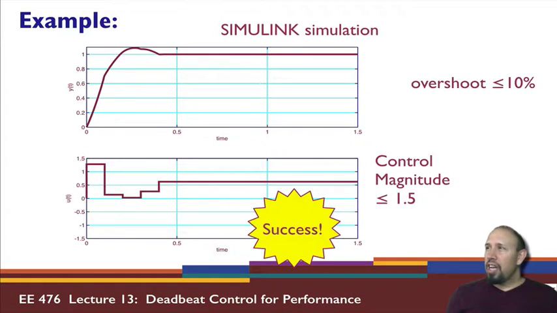So this is how all of this works. We were able in this case to develop a controller that gave us the desired control magnitude and the desired overshoot. Notice we still had some overshoot, but at least it wasn't the huge overshoot we had before.